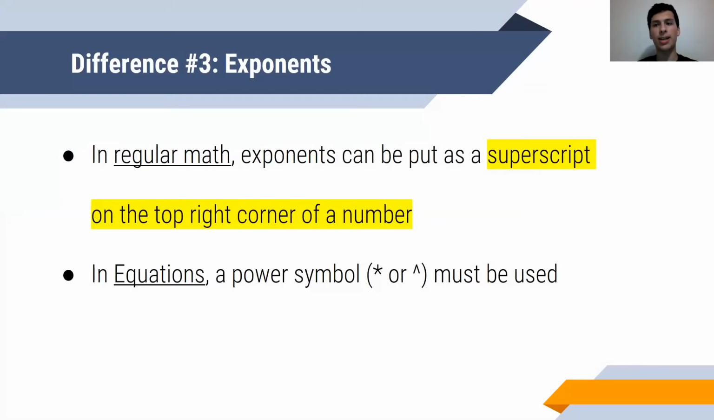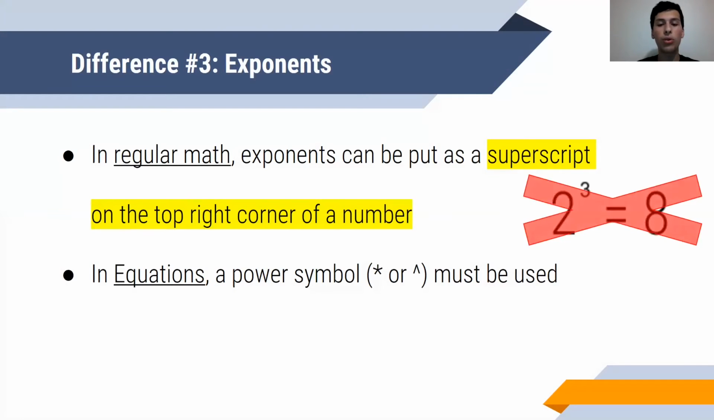So the third difference is exponents. In regular math, exponents can be put as a superscript on the top right corner of a number. So if you see here, this is 2 raised to the 3rd power, which is 2 times 2 times 2. The 3 is in a superscript on the top right corner. It's smaller than the 2, and this equals 8. So this is regular math, but it's not allowed in equations.